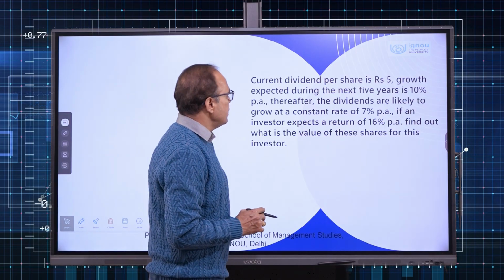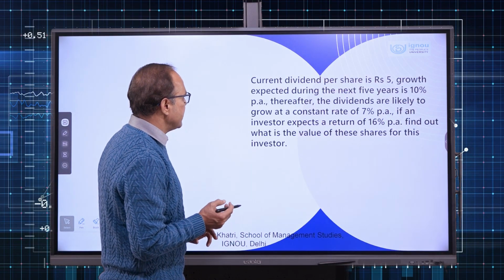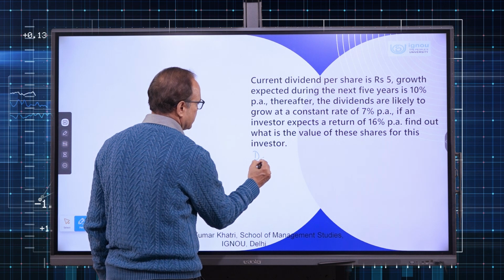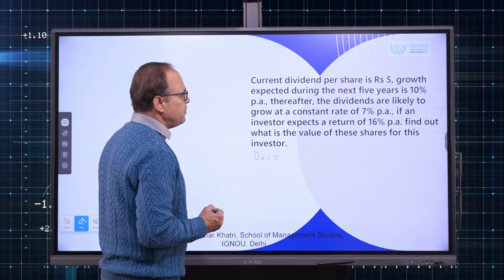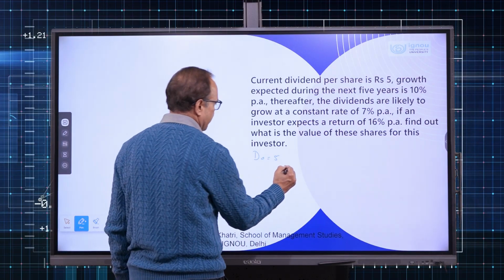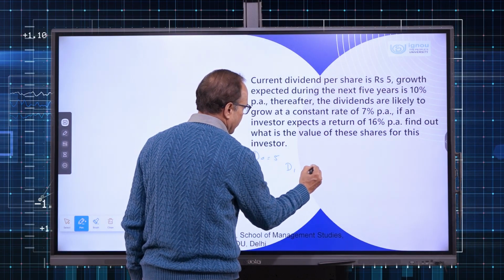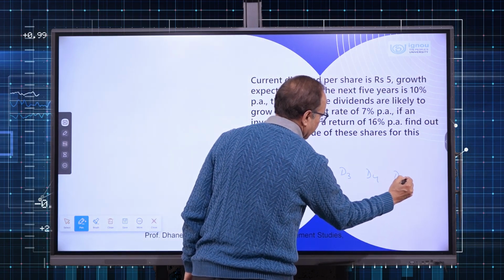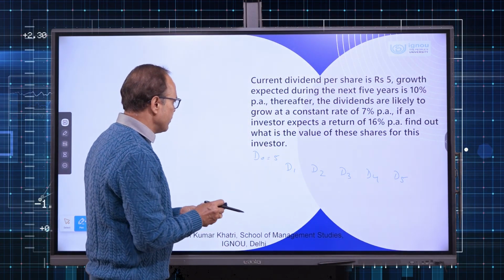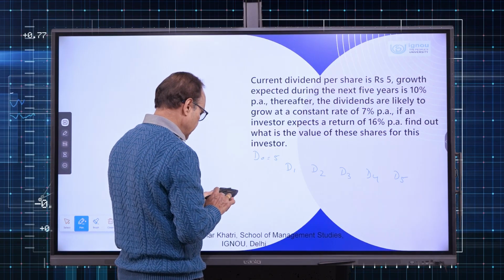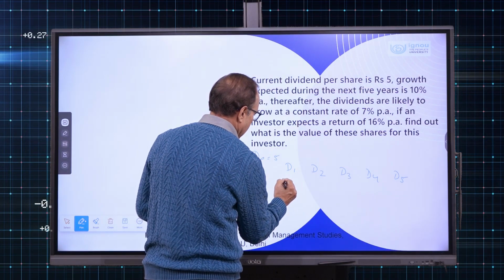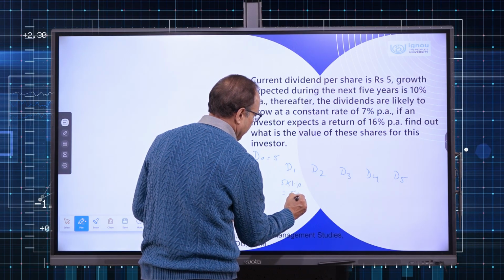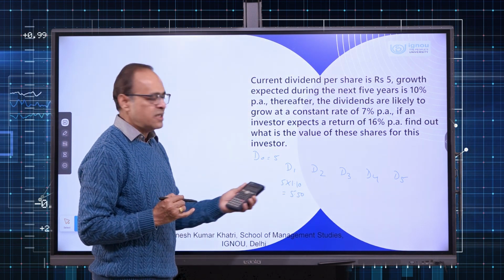So what we are given? Current dividend per share is 5. Growth expected during next 5 years is 10% per annum. That means D0 is given to us 5. And for next 5 years, the dividends are likely to grow at the rate of 10%. That means we will have D1, D2, D3, D4 and D5. These are the dividends to be received. So how much will be the D1? I can simply write for you, 5 multiplied with 1.1. So we get 5.5. So expected dividend for next year is 5.5.